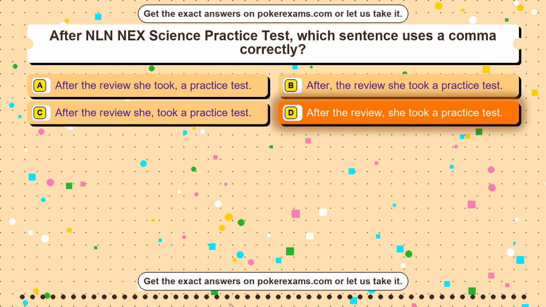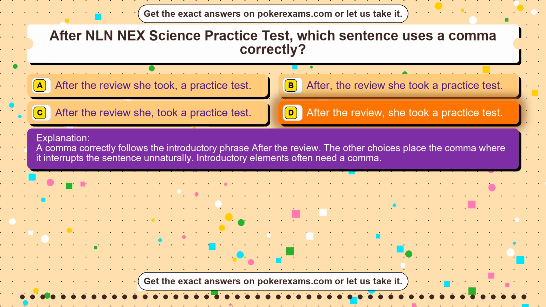After the review, she took a practice test. The mode is the value that appears most often, which is 6. The other numbers appear only once. Frequency is the key to finding the mode.